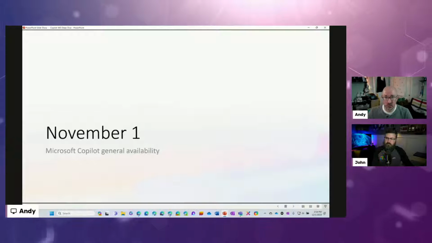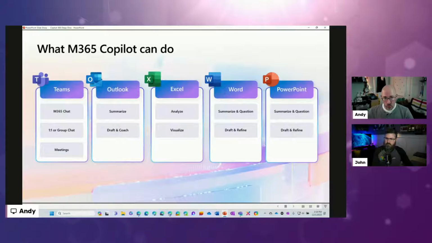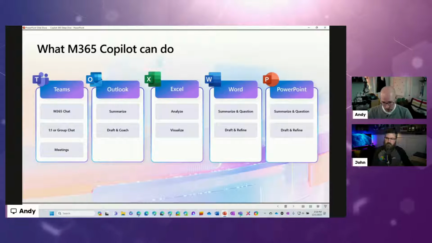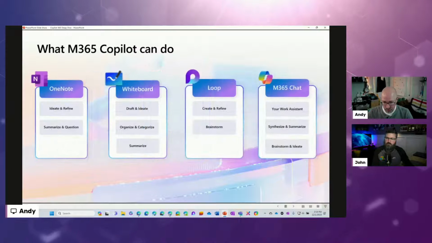But Microsoft has publicly said on a blog that they are looking to roll this out for smaller businesses in the future. So with that, what can Copilot do? And this is kind of where we're going to start our journey here today. Copilot is deeply embedded into Microsoft Teams, Outlook, Word, Excel, PowerPoint, and additionally OneNote, Whiteboard, Loop.